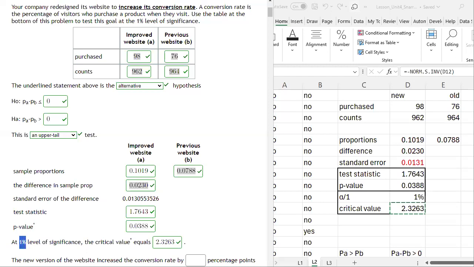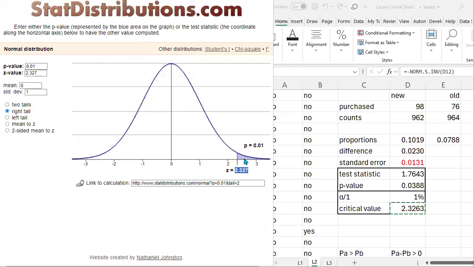So let's go to our distribution here. Our significance level is here. We want to know if the conversion rate of the new improved website is bigger than the conversion rate of the old website. Another way of saying that is we want to know if the difference in those conversion rates is positive. What we want to know is not only is that difference positive, we want to know if the conversion rate of the new website is significantly more than the old website. If that is true, we expect the test statistic to be greater than the critical value.